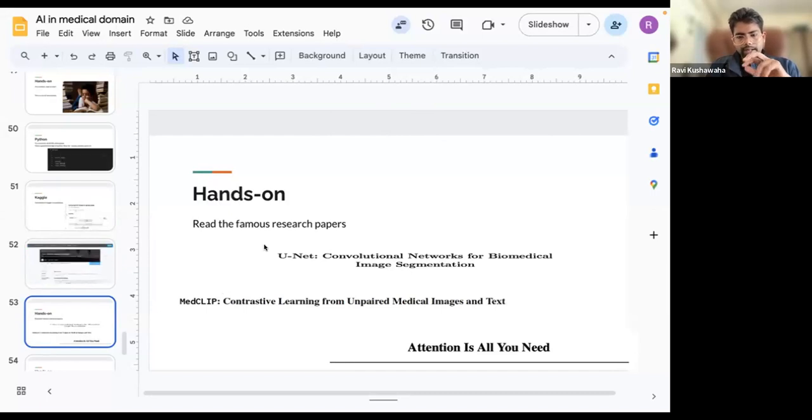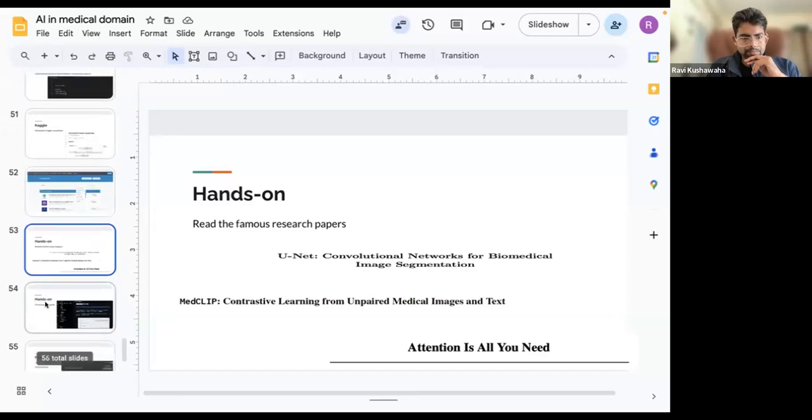You can read them, and these involve a lot of maths. So also be prepared to dive deep in the mathematical domain and understand what is exactly being done. So the research papers will contain a lot of maths.